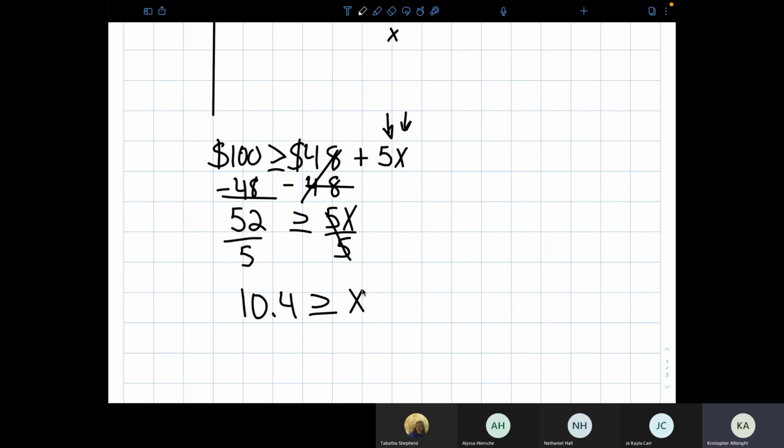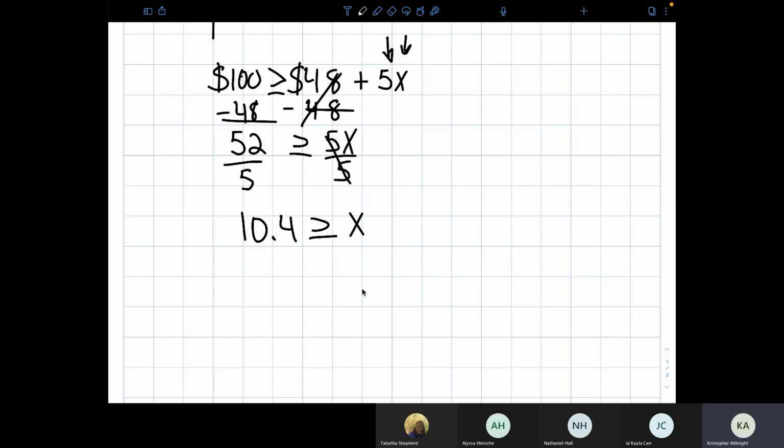So we're going to work it in and see how much you actually spend. If we have $48 plus 5 times 10, 50 plus 48, and I'm just kind of using these dollar signs willy-nilly. You don't have to put them, or you can put them everywhere. It's up to you guys. We end up with $98. So that's how much we spent, which is in fact less than $100.